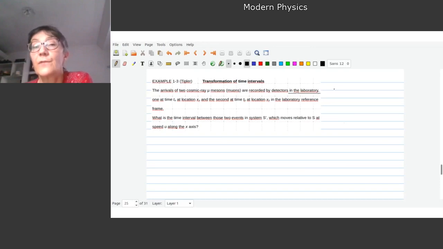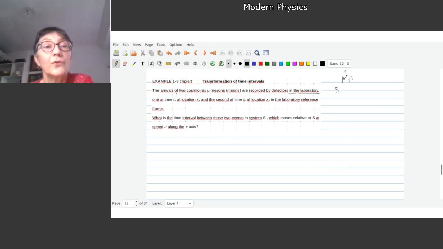If I call S this laboratory, this is where I'm at rest. This is where my detector is at rest. And this particle has a very high velocity in relation to this one. So you have your mu particle, so you can attach a tiny reference frame here, and you call it S prime, and so you can respond to this question.